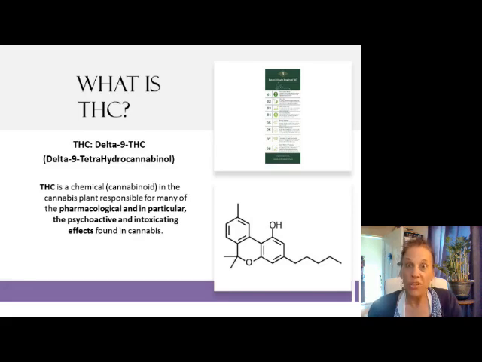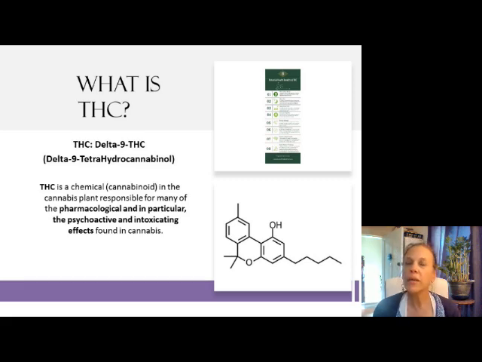So what is THC? Well, it's got a big old name, delta 9 tetrahydrocannabinol. I can't even hardly say it myself. But THC is actually a chemical. It's a cannabinoid that is found in the cannabis plant. And it's responsible for most of the psychoactive effects that you may experience if you use cannabis at all.